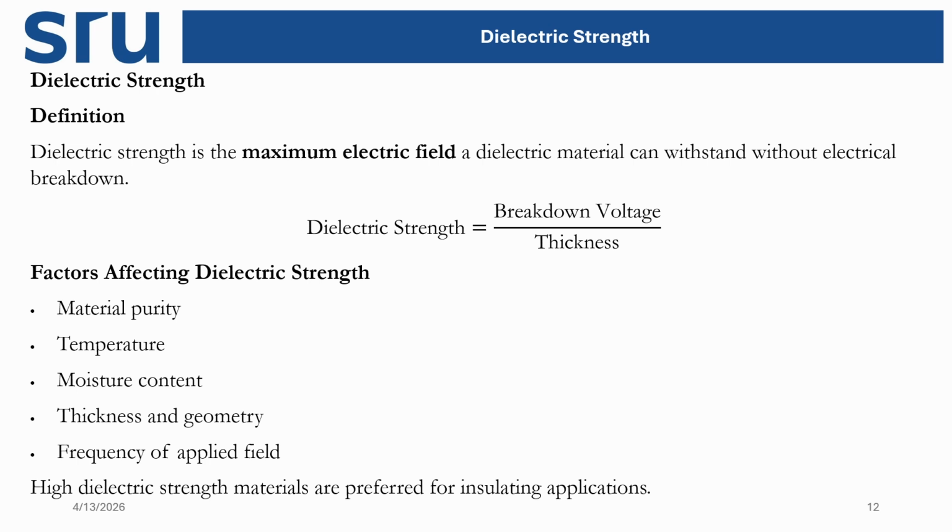Dielectric strength can be calculated using the formula: breakdown voltage divided by thickness. When we use a dielectric substance, what is its capability to withstand the maximum electric field? How much electric field can we apply to that material? That is called the strength of the material.